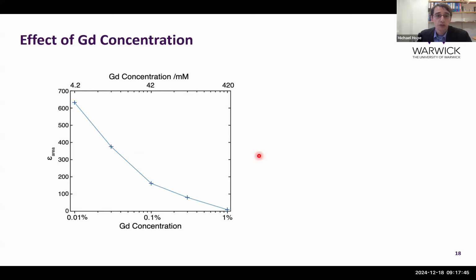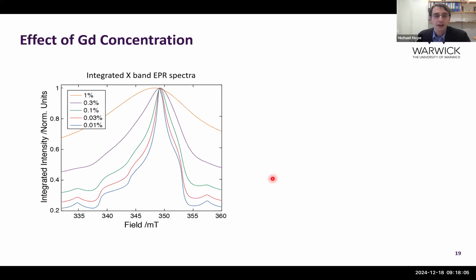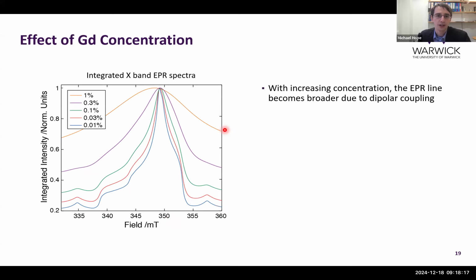So the next thing we explored was the effect of concentration. And in fact, we started at this end. We started with 1% of gadolinium doping and progressively lowered the doping. And that spectrum I just showed you was for 0.01% gadolinium. You can see that the enhancement decreases monotonically if you increase the concentration. To understand that, let's have a look at the EPR spectra. These are X-band EPR spectra that I've integrated, so they're more familiar for an NMR audience. And what you can see is that the higher the concentration of gadolinium, the broader the resonance, primarily due to dipolar coupling between the gadolinium ions.